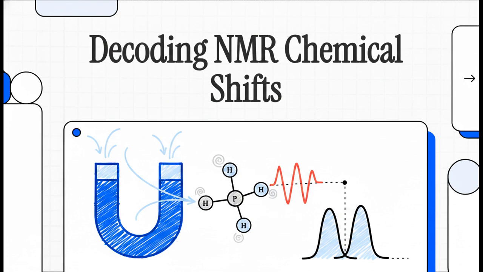But here is the core mystery. Since every single proton is exactly the same fundamental particle, you'd think they would all resonate at the exact same frequency, right? Well, actually, they don't. They resonate at slightly different frequencies. Welcome to This Explainer, where we're going to unravel exactly why that happens and how we can use this quirky quantum phenomenon to decode the invisible 3D world of molecules.